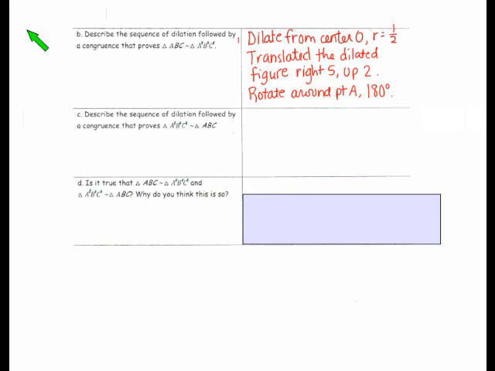So step 1 was to dilate from center O using scale factor 1/2. Step 2, translate the dilated figure, right 5 up 2. Step 3, rotate around point A 180 degrees. Part C. Describe the sequence of dilation followed by a congruence that proves that triangle A', B', C' is similar to triangle ABC.